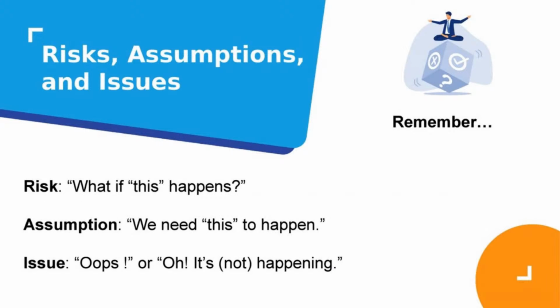To remember, for risk, I have to always think, what if that happens? For assumptions, we need this to happen. We need that to be maintained so my project, my activity, will be successful. An issue is like, oops, or it's happening or not happening, depending on whether it's an issue or a risk.